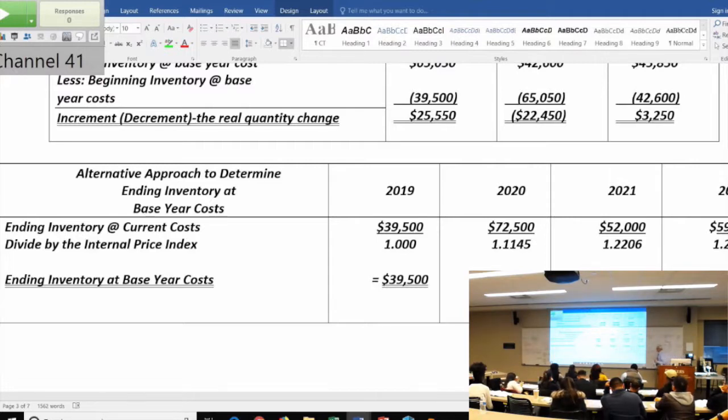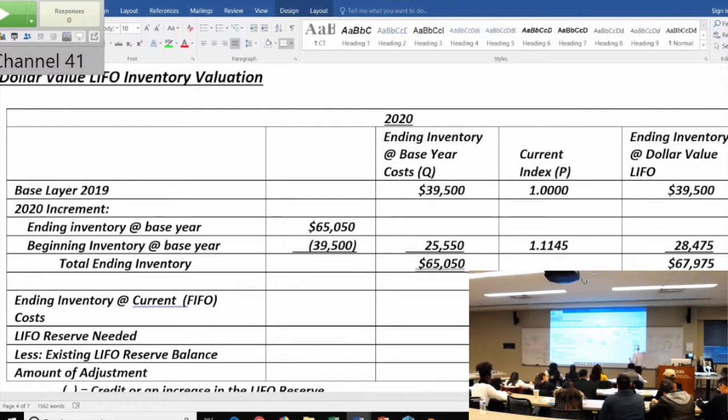base year prices. All right, so what do we have so far? You've got inventory at current cost, you've got everything at base year, you've got the price index, and you've got the increment or decrement. Now I'm going to show you how to calculate the dollar value of LIFO. Let's go to 2020. So your base year was 39.5. I'm going to go through this as slowly as we need to. We don't need to finish this today. But starting off with a base layer of 39.5.